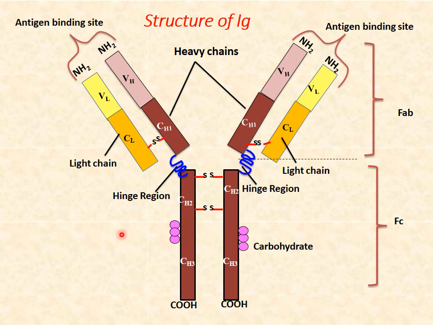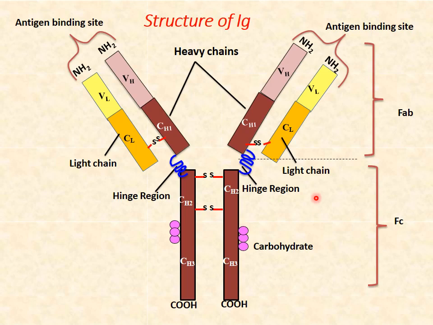There are several disulfide bonds present in the immunoglobulin structure. They may be intrachain, that means within a single chain, or interchain, that means between 2 different chains. Interchain disulfide bonds are present between light chain and heavy chain and between 2 heavy chains in the stem or stalk portion, but not between the 2 light chains. So there is no interchain disulfide bond between 2 light chains.